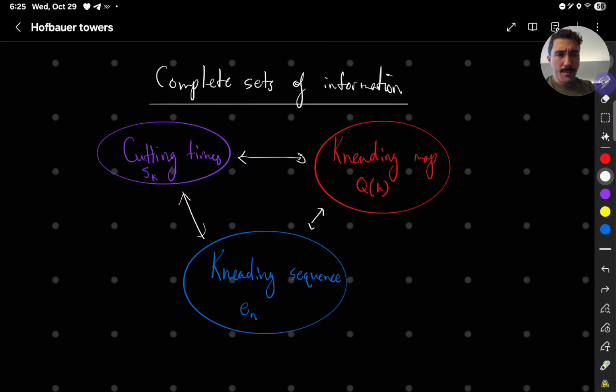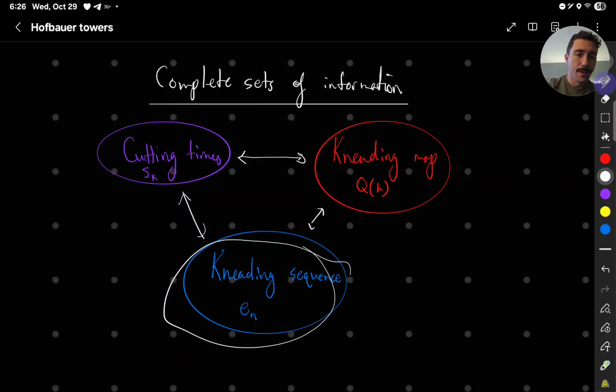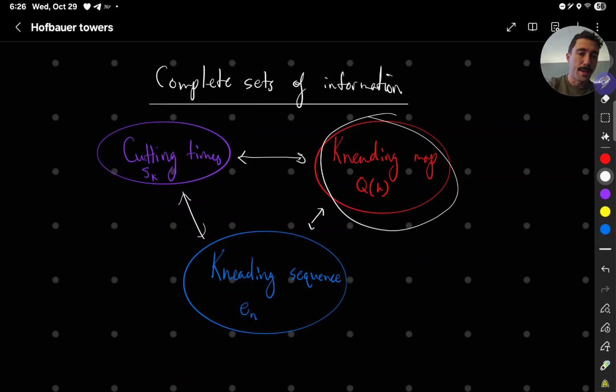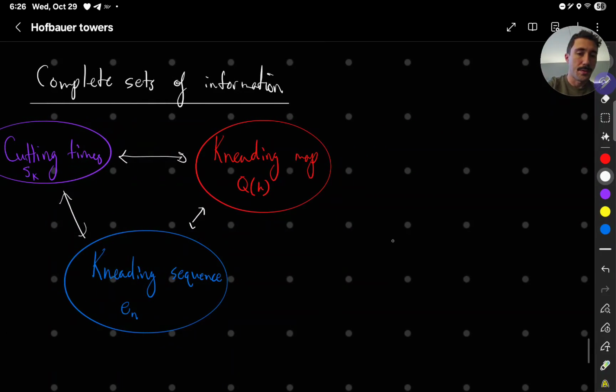But for the Hofbauer tower, it turns out that the cutting times are not enough to calculate the topological entropy. And they're also not enough to determine what the kneading sequences are. And they're not enough to determine what the kneading map is. We'll get this extra piece of information called skims. This is just what I've been calling it. And they're associated to each of the critical points. And it's just another sequence of numbers. So skim indices.